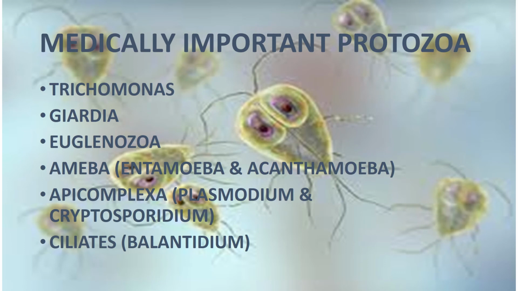Medically important protozoa. Trichomonas and Giardia lack mitochondria and have flagella. Euglenozoa move by means of flagella and lack sexual reproduction. They include Trypanosoma. Amoebae include Entamoeba and Acanthamoeba. Apicomplexa have apical organelles for penetrating host tissue. They include Plasmodium and Cryptosporidium. Ciliates move by means of cilia. Balantidium coli is the only human parasitic ciliate.